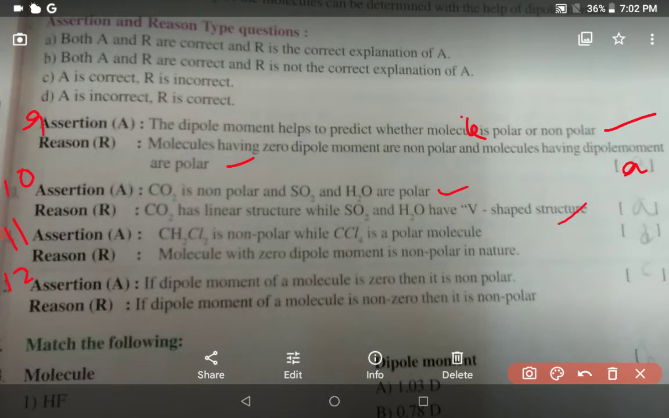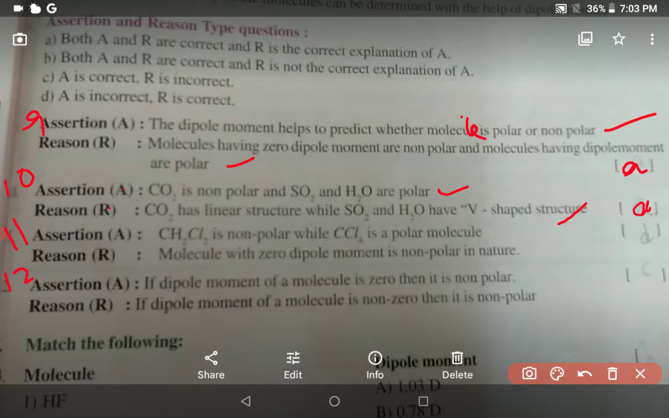Now this reason is stating something related to the assertion, right? It is proving that CO2 is non-polar by telling that it is a linear structure, whereas SO2 and H2O are polar. For that it is proving both have a V-shaped structure, so both are polar. So everything is getting proved by the statement. That is why we can conclude that assertion and reason are correct, and even the explanation is right. So option A is appropriate for this.